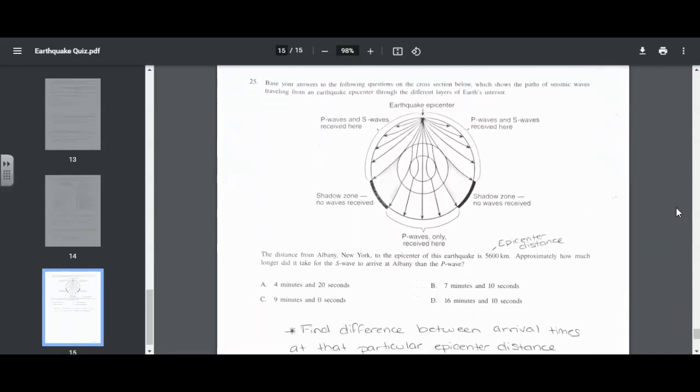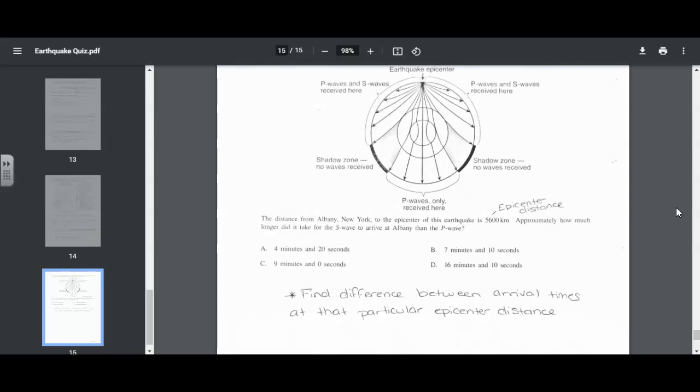And 25. So you're going to base your answer on this chart. The distance from Albany, New York to the epicenter of this earthquake is 5,600 kilometers. So there's your epicenter distance. Approximately how much longer did it take for the S wave to arrive than the P wave? So you need to find the difference between the arrival times at this particular epicenter distance. Okay? And that's going to be your answer.